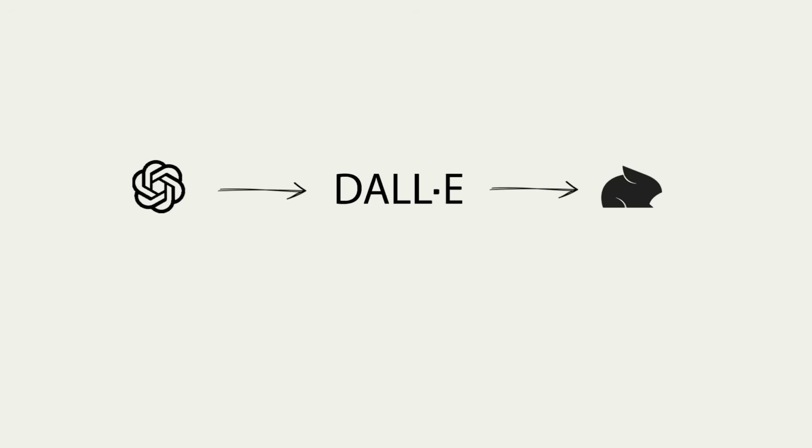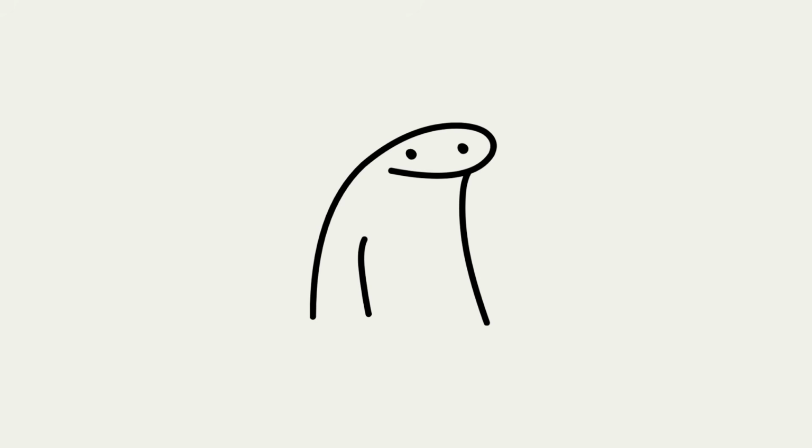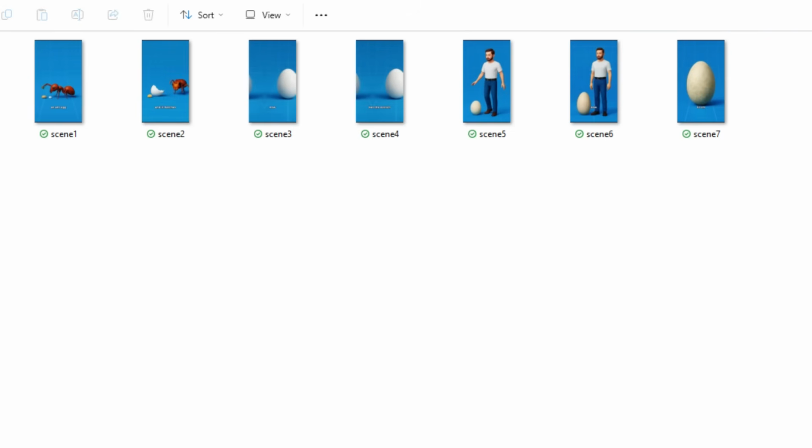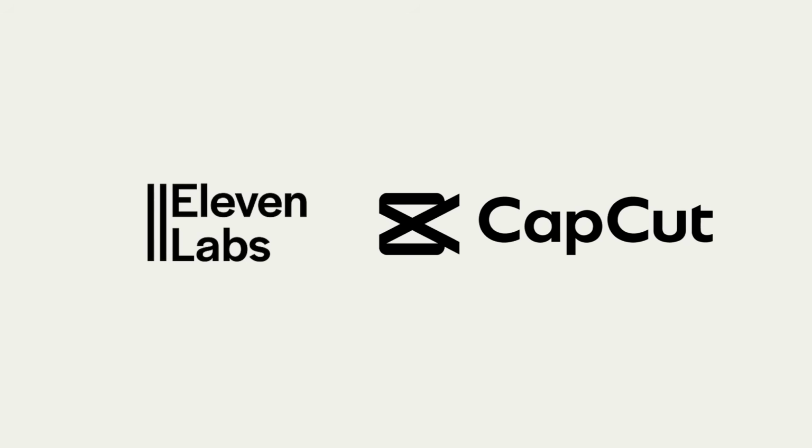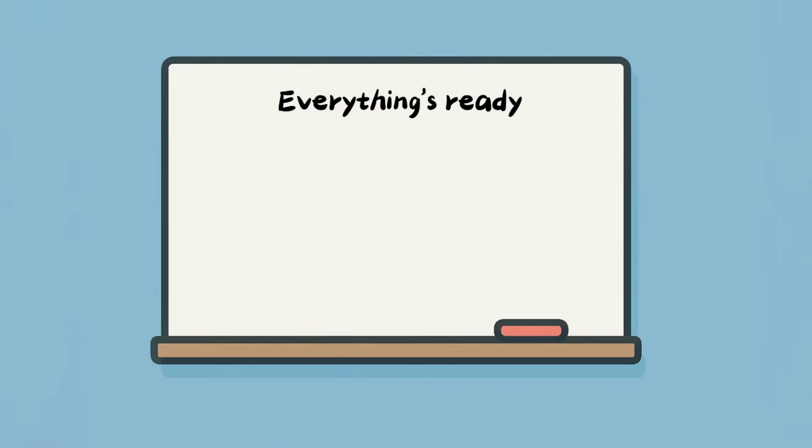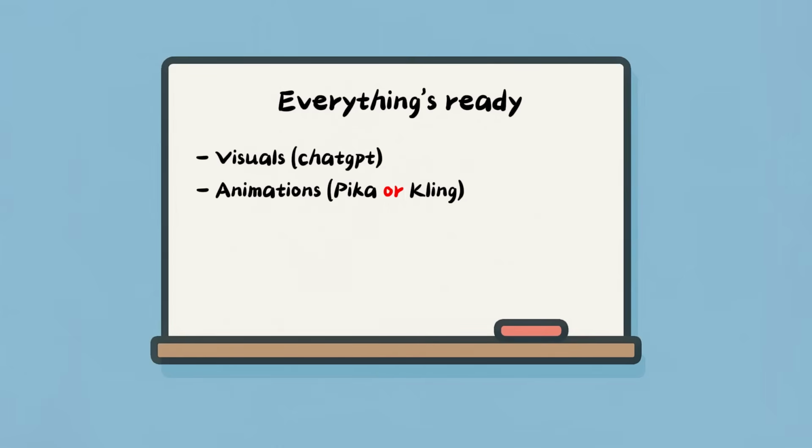Once the animation looks good, we move on to the next scene and repeat the process until every animation is finished. To keep this video from being 10 hours long, I'll handle the rest off screen, and I'll see you once they're all done. When all animations are done, we move on to voiceover and final editing. Now everything's ready. Visuals, animations, voiceover. All that's left is putting it together.